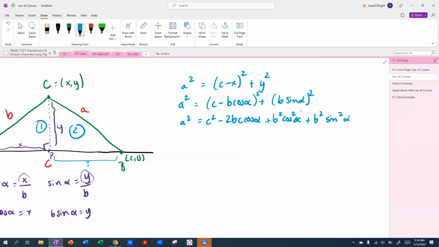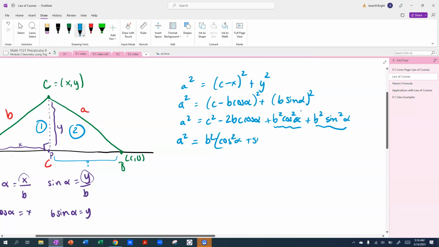Okay, and now I'm just going to do a little rearranging. I'm going to say a squared is equal to, I'm going to factor a b squared out of these two terms, and I'm left with cosine squared alpha plus sine squared alpha, and then plus c squared minus 2bc cosine alpha. And we know and love this trig identity: cosine squared plus sine squared is just 1. So in all, I get a squared is equal to b squared plus c squared minus 2bc cosine of alpha.